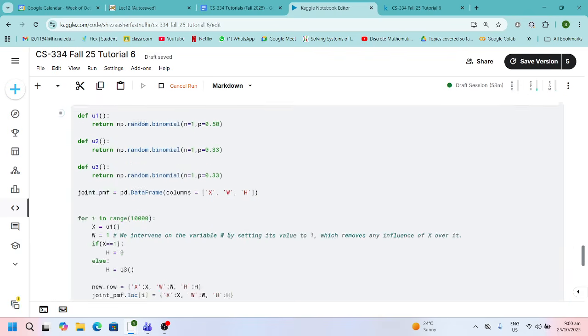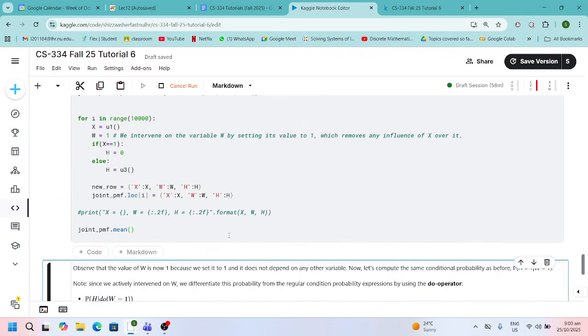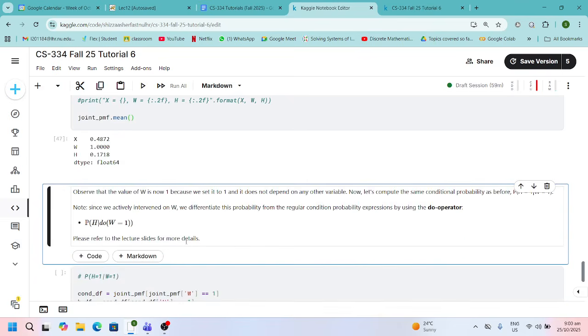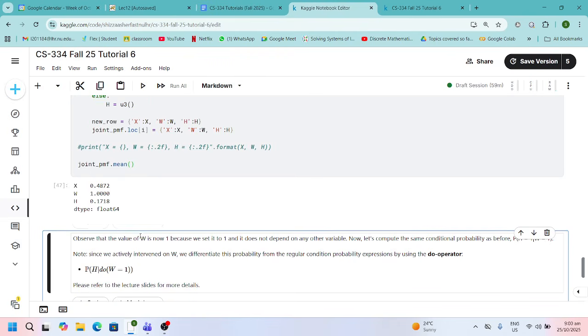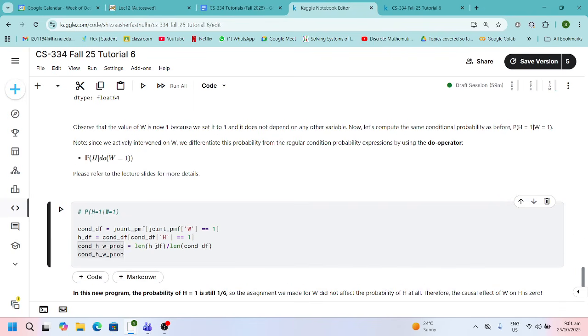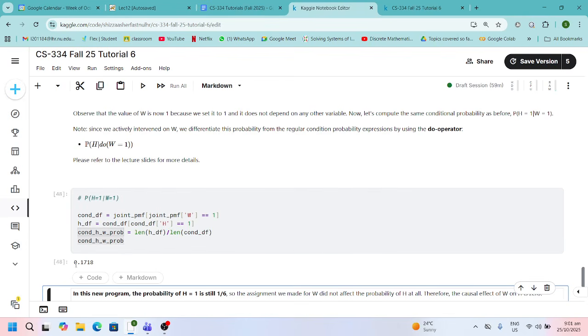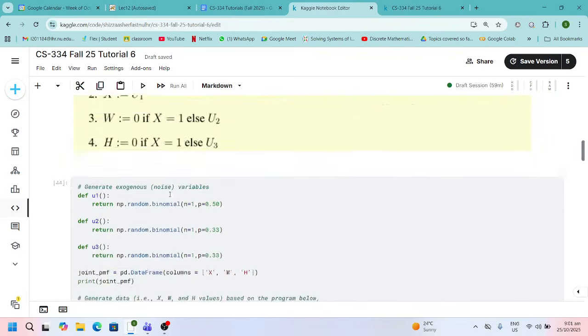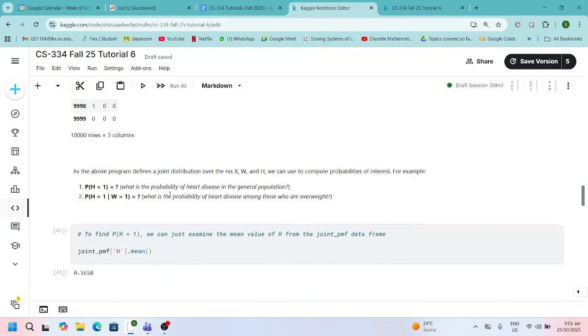When I find the mean of this data frame, I will be able to find this thing: the probability of heart disease given do W equals 1. I intervened, I changed my data generating algorithm. Now on my data frame, if I find the same conditional probability, this is what it comes out to be, 0.1718.